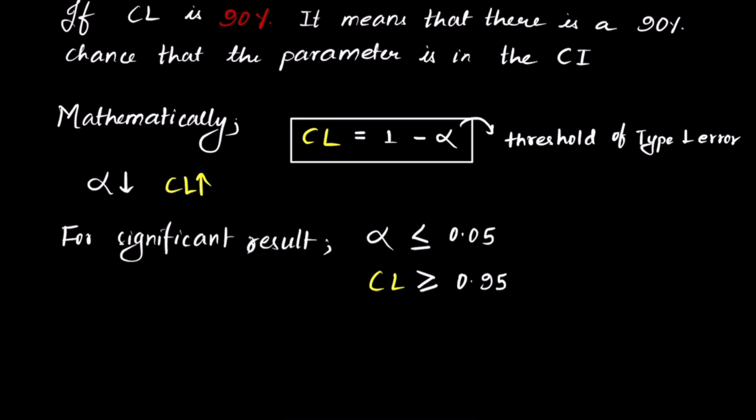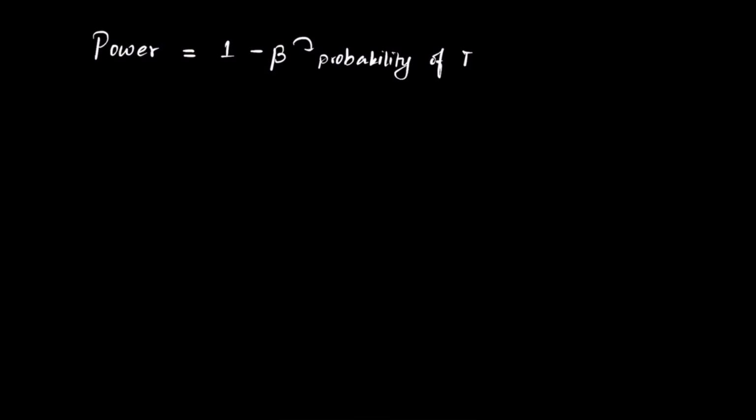There is another terminology as well called power. And power deals with type 2 error, which is equal to 1 minus beta. What is beta? Beta is the probability of type 2 error. So obviously, the less the probability of type 2 error, the more will be the power.